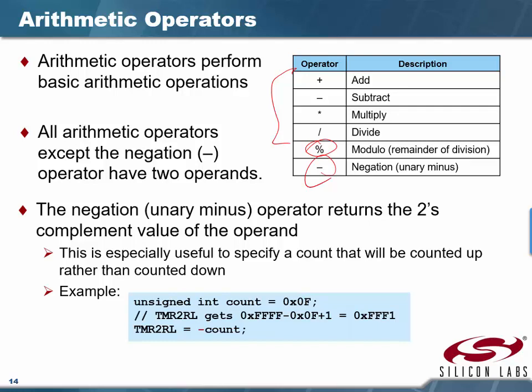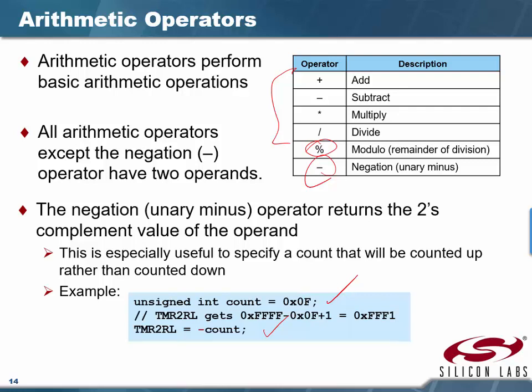So for example, in our counter right here, unsigned, we have 0F, count is equal to that, and we set the register equal to minus count. So that's going to send a negative number to that there, the 2's complement. Now, we haven't talked much about the timers, but the way the timer works is every time there's an interrupt, it's going to increment our timer. When our timer gets up to FFFF, it overflows. And when it overflows, it generates a timer overflow interrupt. That's what we use for our delay functions and things like that.